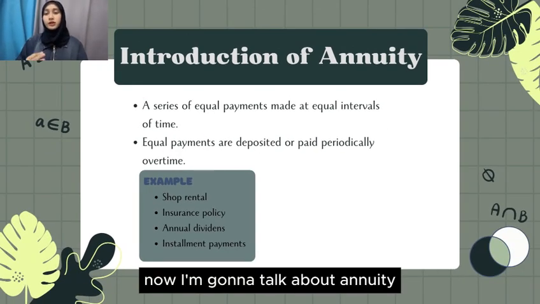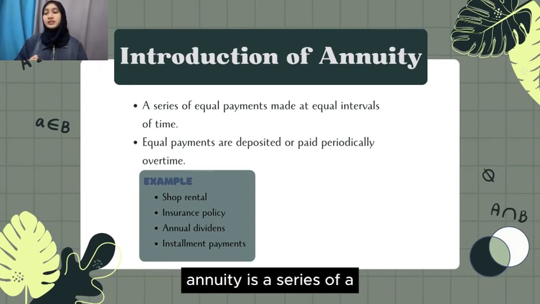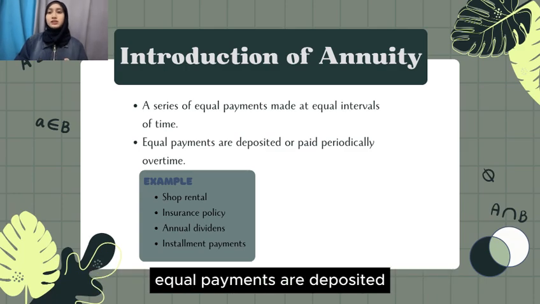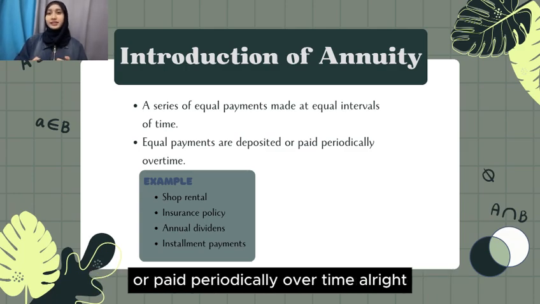Now I'm going to talk about annuity. Annuity is a series of equal payments made at equal intervals of time. Equal payments are deposited or paid periodically over time.